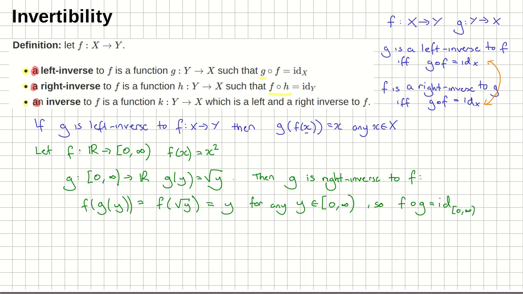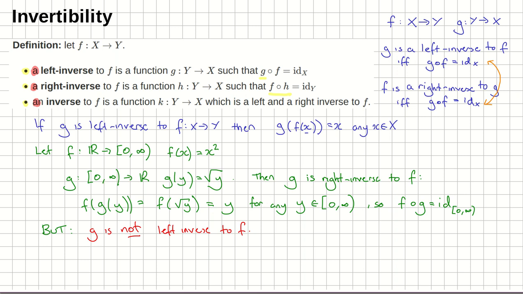On the other hand, g is not a left inverse to f. Why not? Maybe pause the video and think about why not. Okay, I hope you did it.